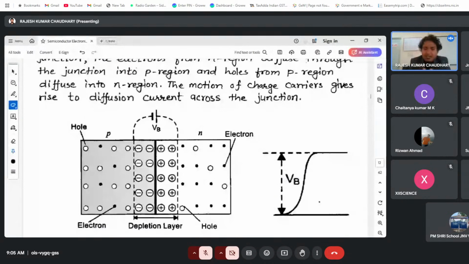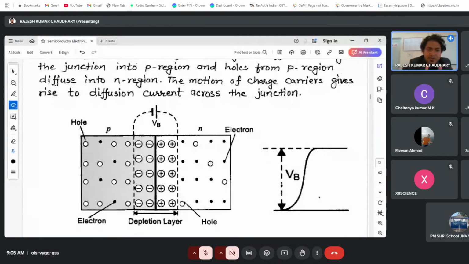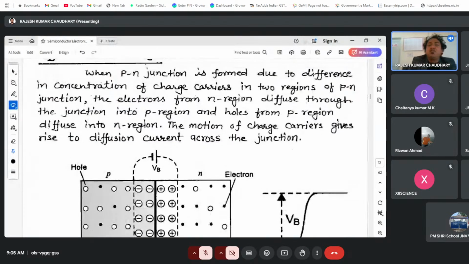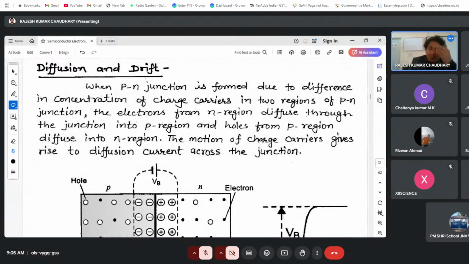N-type semiconductor will connect to p-type semiconductor. The first process that is going to happen is called diffusion. You can please write it down. The first thing that is going to happen is called what?